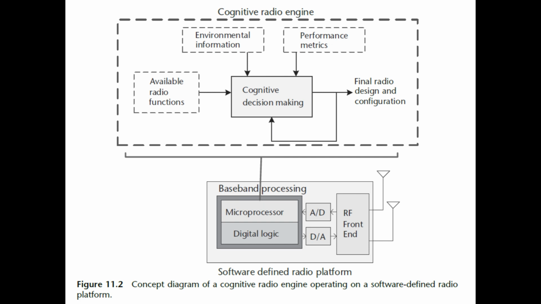The cognitive radio engine is responsible for making intelligent decisions about radio operation based on the current environment and available resources. It consists of 3 main inputs and 1 output. Environmental information. This input provides data about the current state of the radio environment, such as signal strength, interference levels, and spectrum availability. This information helps the cognitive engine to understand the external conditions in which it is operating.